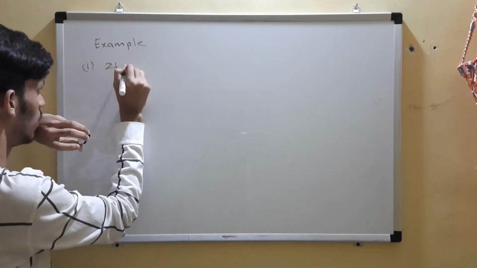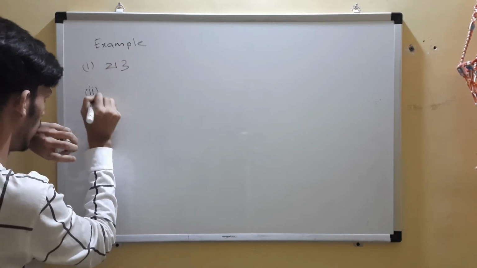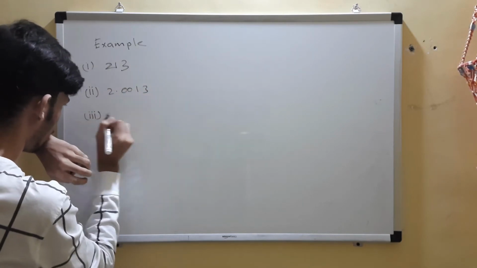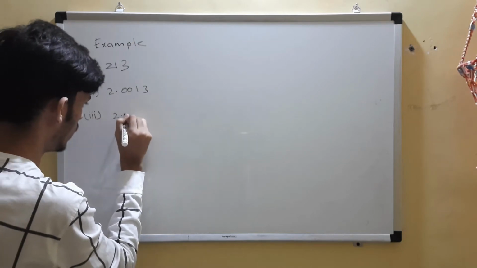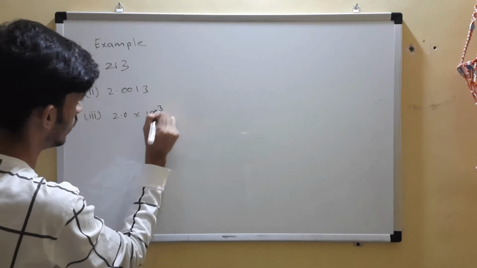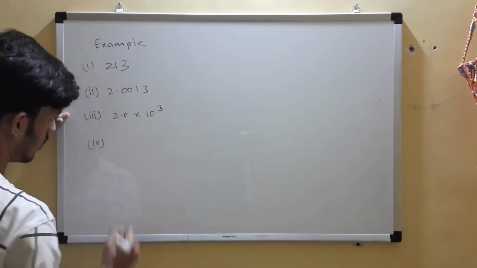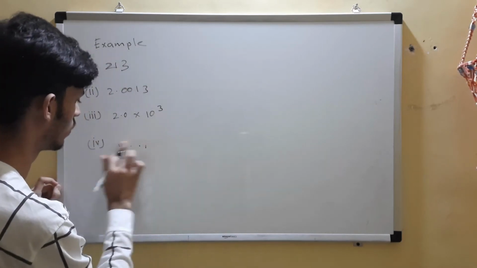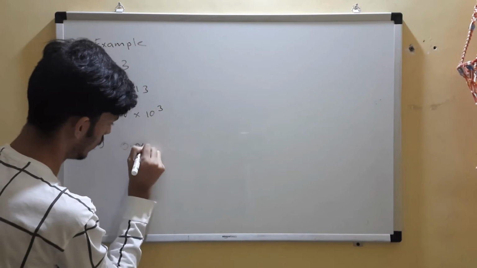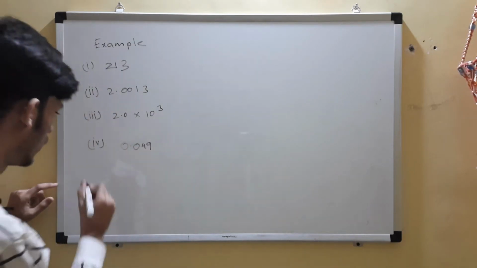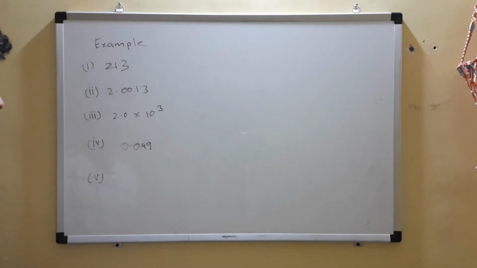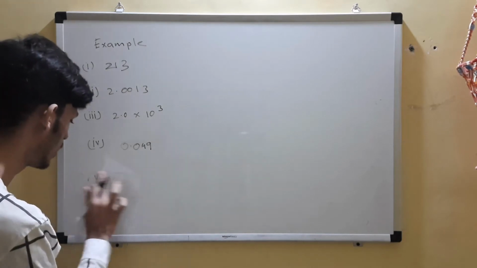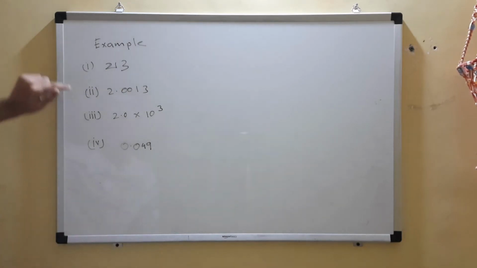2 1 2 1 3. Second one is 2.0013. Third one is 2.0 into 10 to the power 3. Fourth one is 0.049. And fifth one, let it be the last one. I'll give you a question in this place. First you do this. Okay, let's go for this.